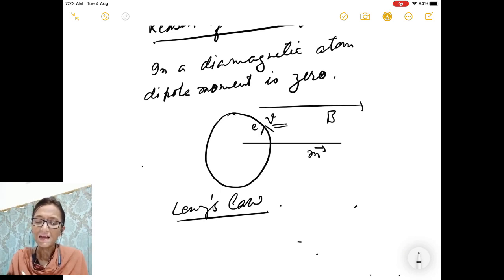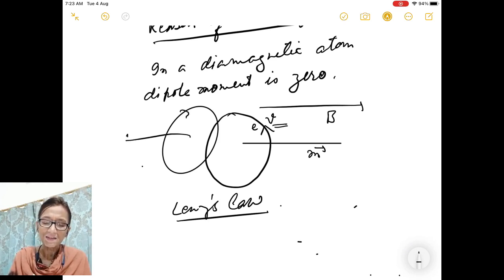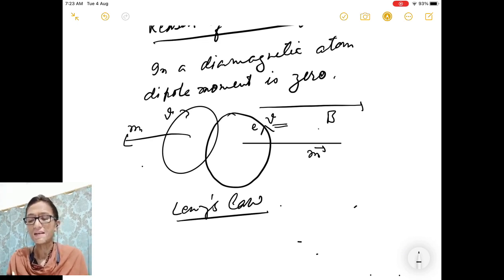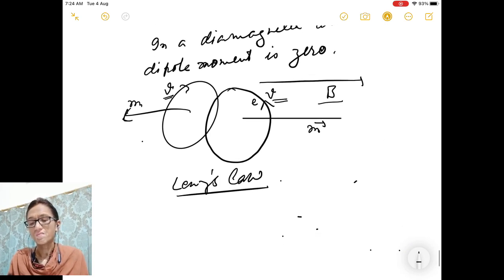Now another electron has a dipole moment along the other direction. Suppose it has a dipole moment along this direction, and you will find that its velocity increases when it is opposed to any external field. So the dipole moment in the opposite direction will be strengthened when it is placed in any magnetic field, and this is the cause of repulsion.